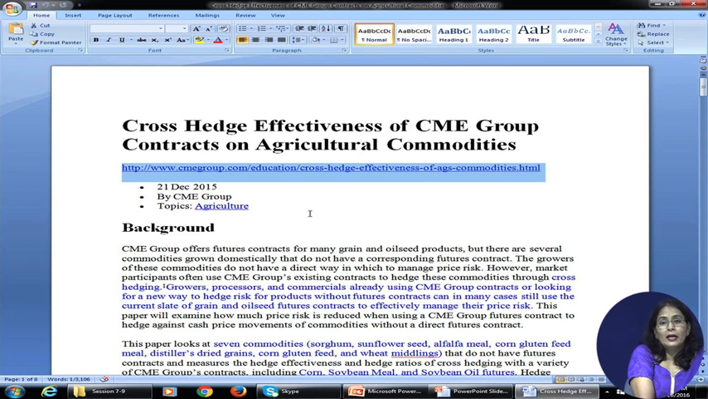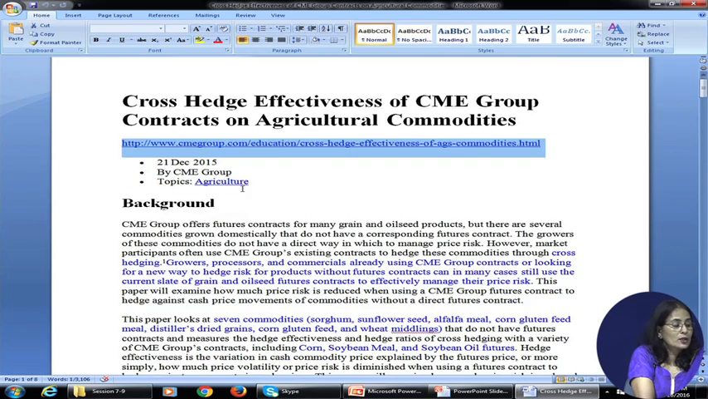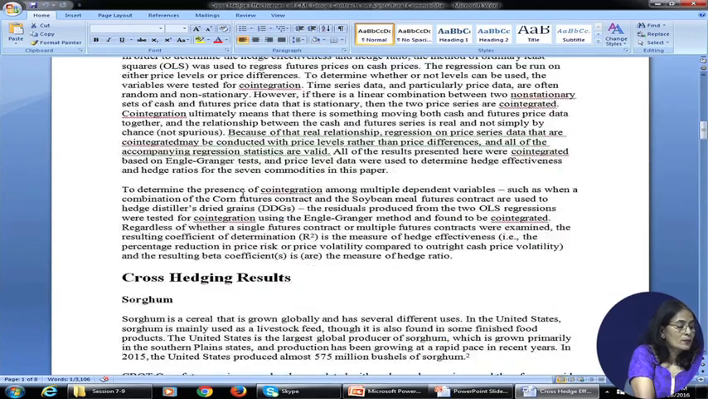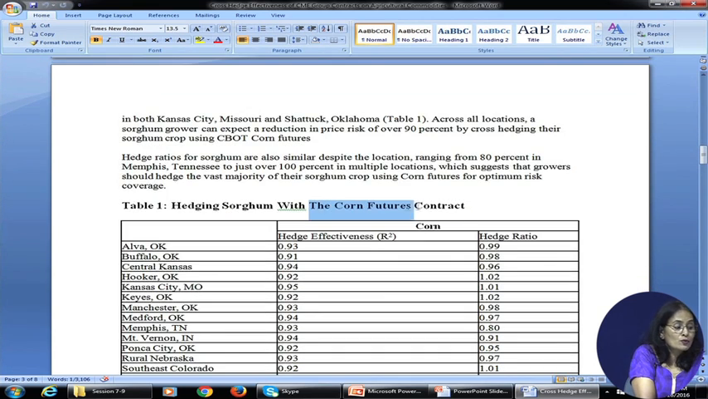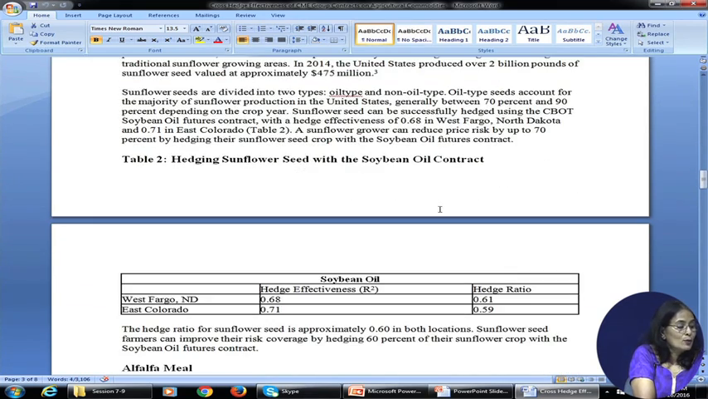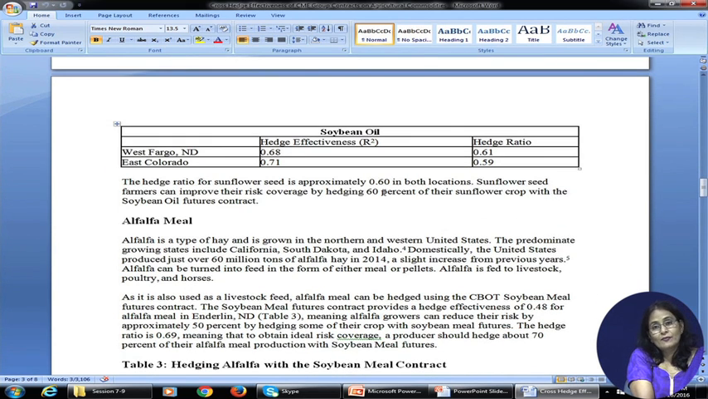So the title of the document is Cross Hedge Effectiveness of CME Group Contracts on Agricultural Commodities. This document shows how sorghum producers can use corn futures contracts for mitigating their price risk. Similarly, sunflower seed producers can mitigate the price risk of sunflower seed with soybean oil contracts. So this is a very interesting document.